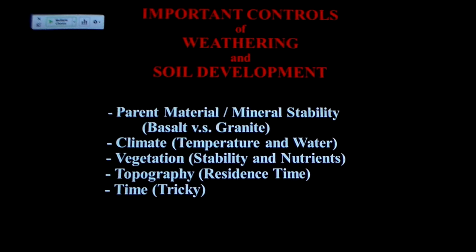In other words, if I have a flat layer and I put water on it, that water is just going to sit there. If I have a steep slope, that water is going to run right off. Short residence, not very effective. And time, this is the tricky part. So we're just going to step through these one at a time here and talk about them a little bit, so you'll have plenty of opportunity to write these down.